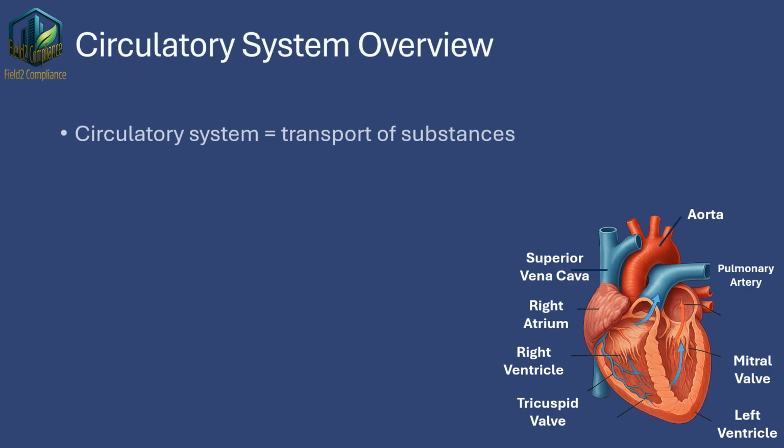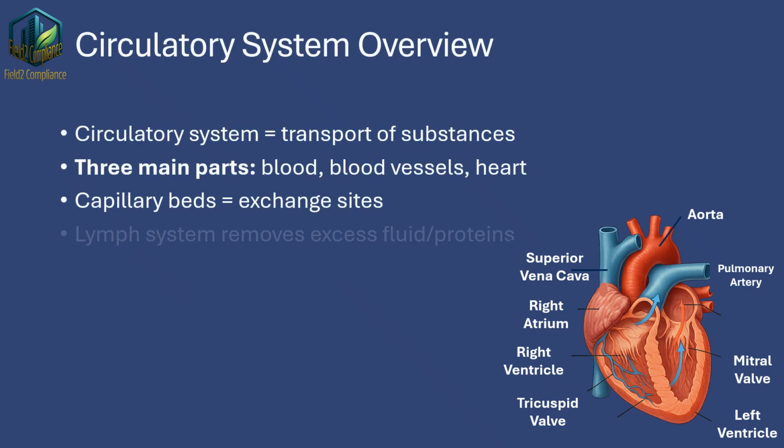The circulatory system is responsible for moving substances throughout the body. It has three main parts: blood, blood vessels, and the heart. Blood carries oxygen, nutrients, and waste. Vessels act as tubes of different sizes to transport it. The heart provides the pressure that keeps blood moving. In the capillary beds, the smallest vessels, nutrients and waste are exchanged. A supporting system, the lymph vessels, returns extra fluid and proteins to the blood.